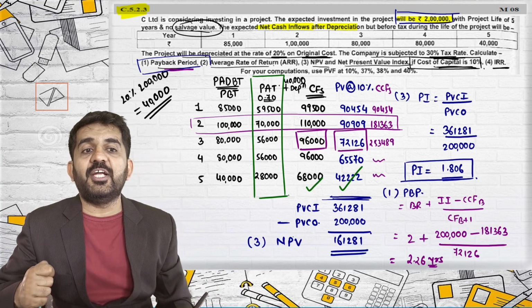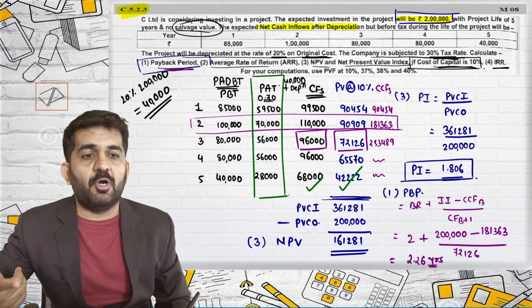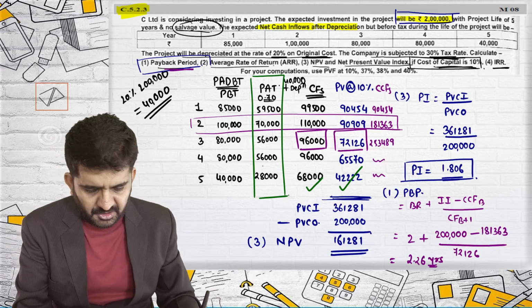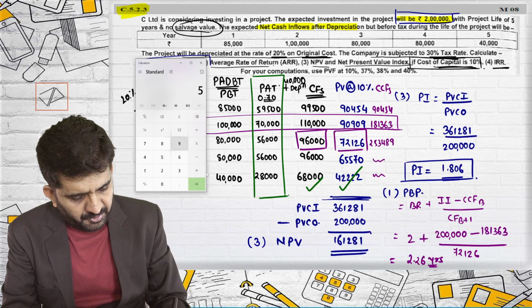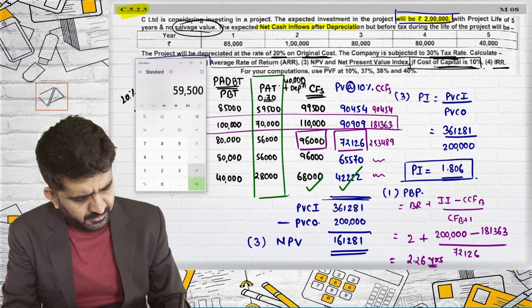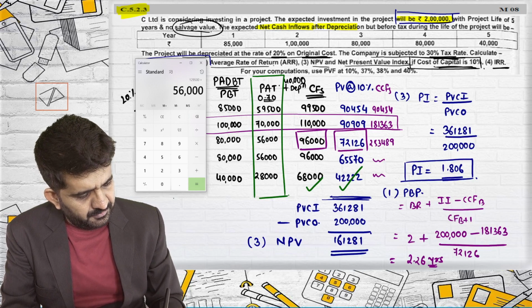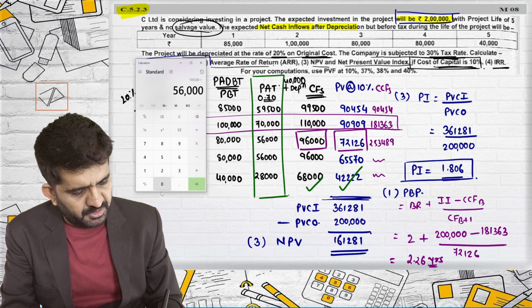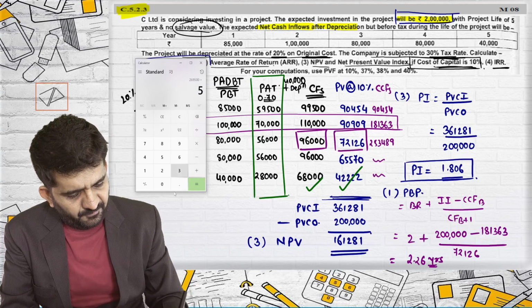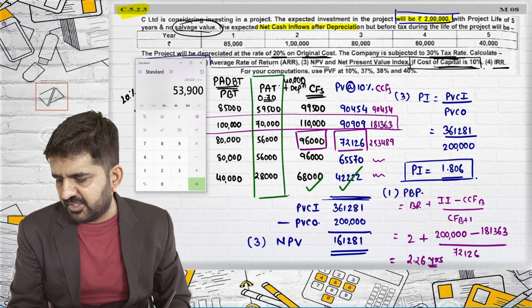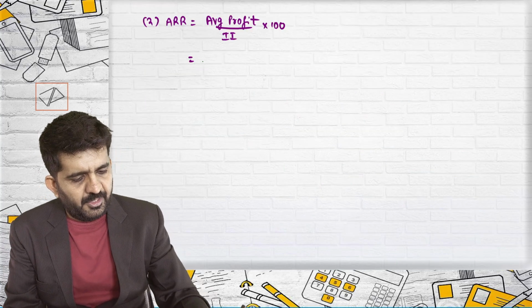These are cash flows. These are discounted cash flows. In accounting rate of return, if profit is available, we always consider profit. So let us consider profit and we will be finding out average. 59,500 plus 70,000 plus 56,000 plus 56,000 plus 28,000 divided by 5. This is my average profit, 53,900.